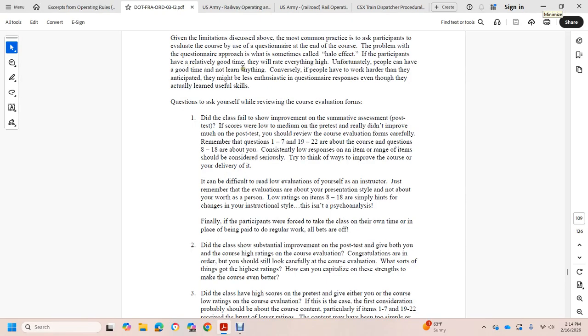Unfortunately, people can have a good time and not learn anything. Conversely, people who worked harder than they anticipated might be less enthusiastic in their questionnaire responses even though they actually learned useful skills.